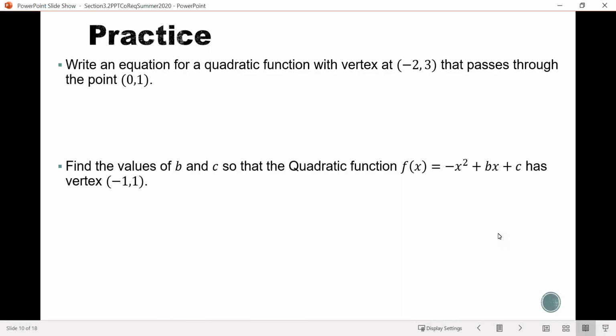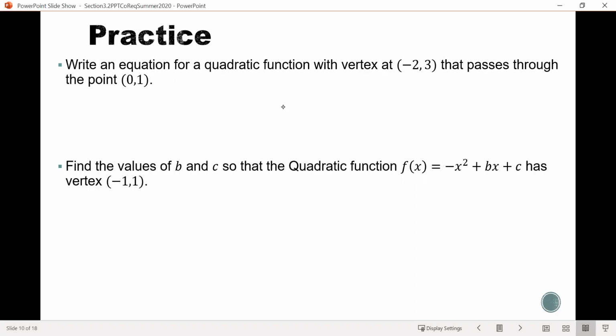Okay, so let's do a little bit more practice related to the vertex of a quadratic. So we're told in the first question up here, we're asked to write an equation for a quadratic function with a vertex at -2, 3 that passes through the point 0, 1.